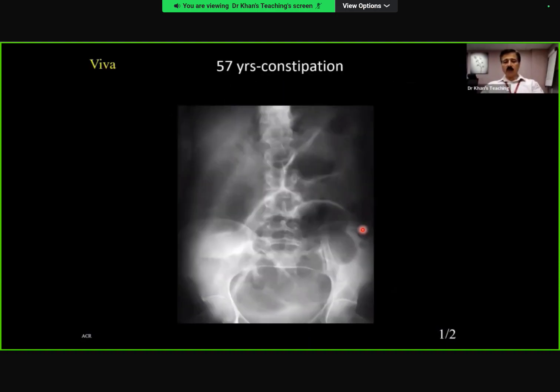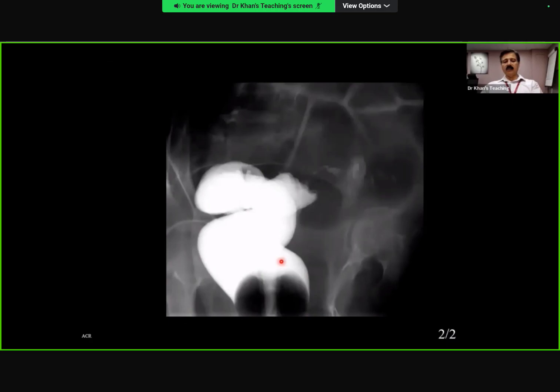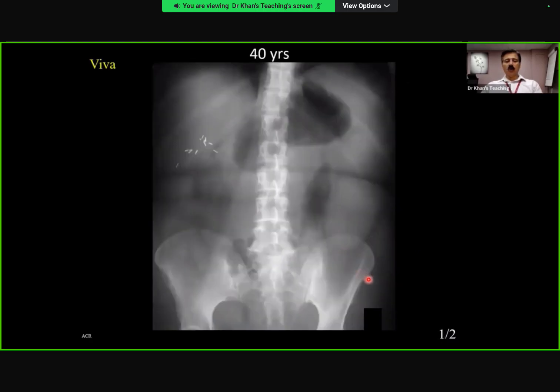So what are the take-home points? The take-home points is that we saw a loop of large bowel. We are not sure which loop, but it has got haustra. So this should not be confused with sigmoid. And actually, there was a stricture there. Okay, this one is for pattern recognition.